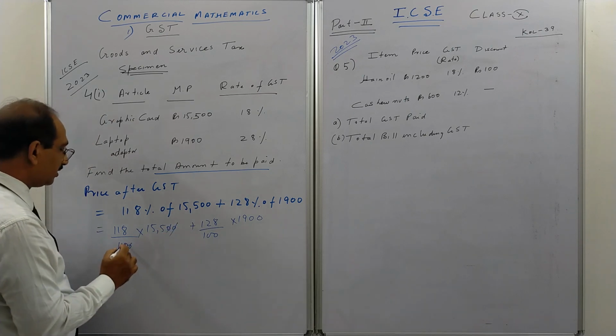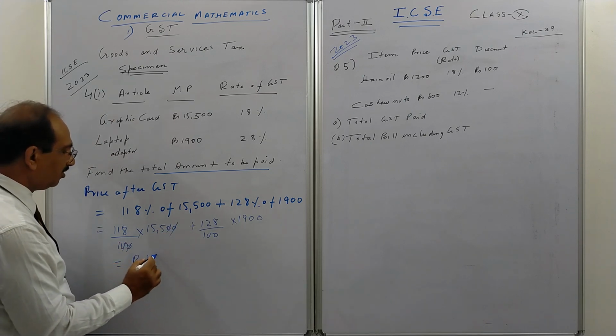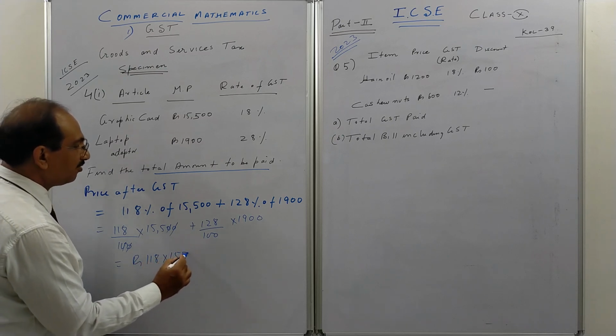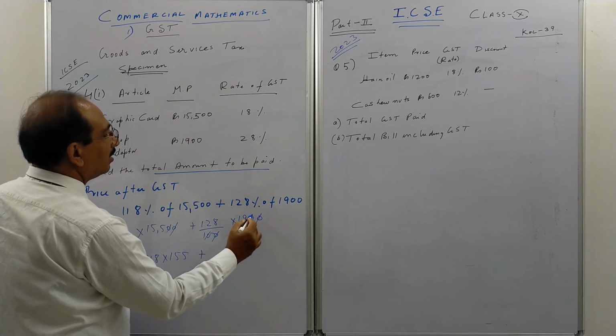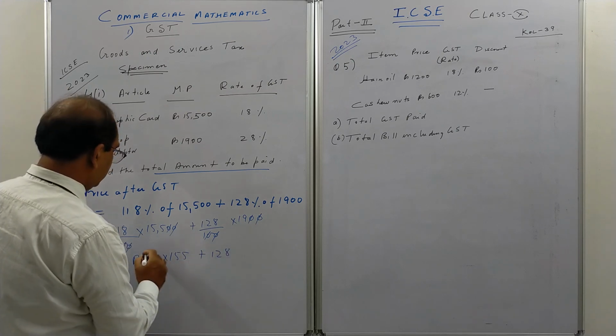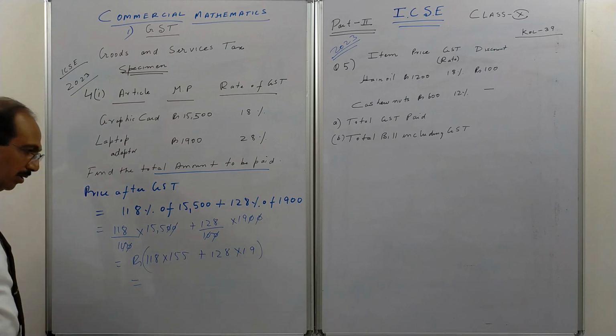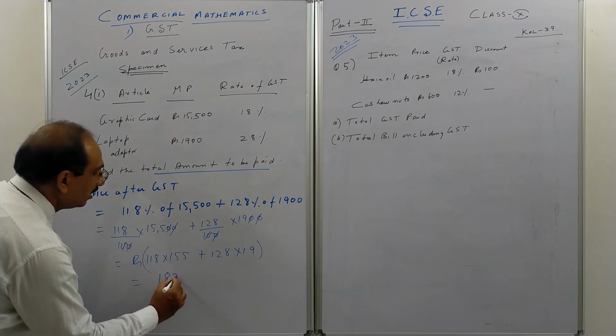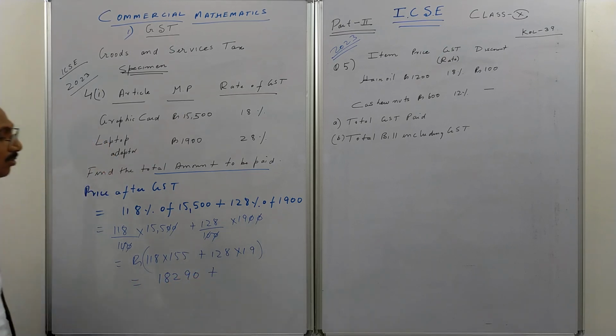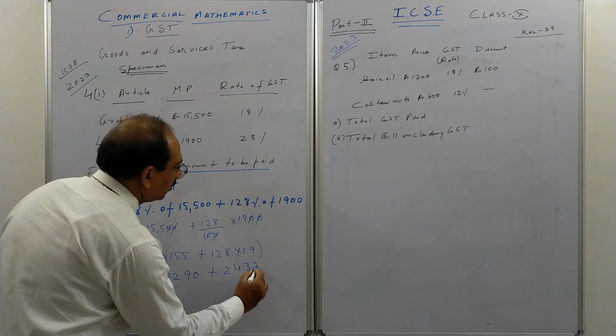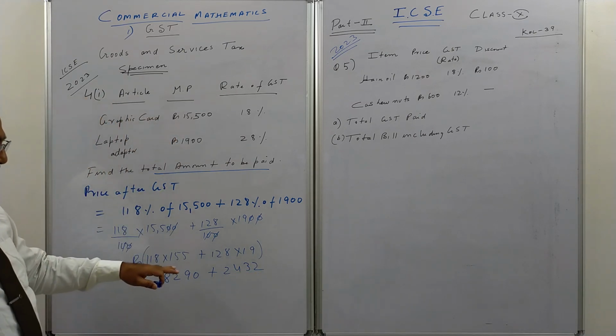So this 20 cancels, you get rupees 118 into 155 plus 128 rupees you can take into 19. So if you multiply, I hope you are good in multiplication, you will get 18,290, and this one will be, children, 2,432. So I hope you can multiply.